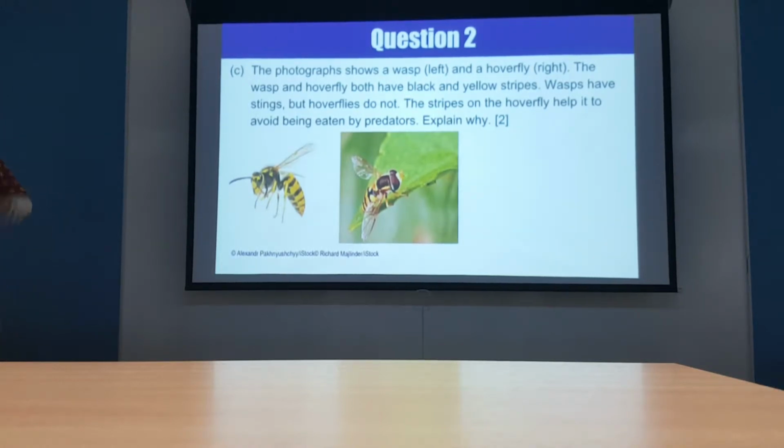But that's not the point. The point here is, they both have black and yellow stripes, right? One has stings, the other doesn't. And the stripes on this hoverfly will help prevent it from being eaten. Explain how. Now this is where you need to use the word mimic. The hoverfly is mimicking the patterns of the wasp. And as a result, what do you think the predators will do? They want to avoid it.